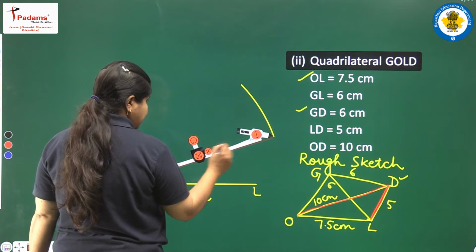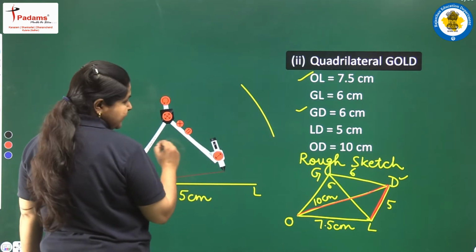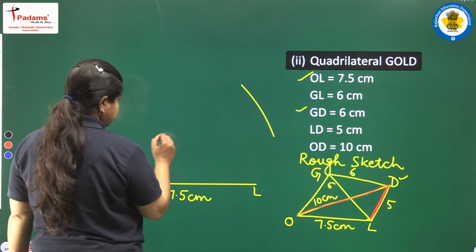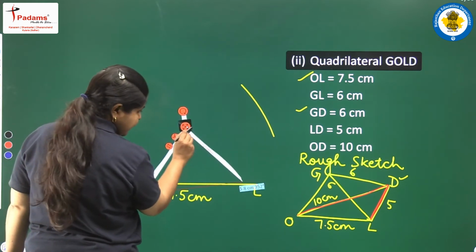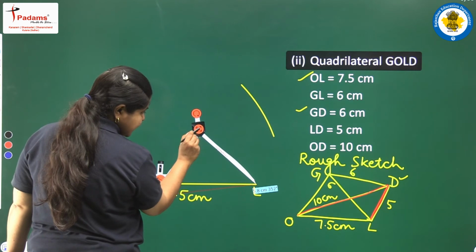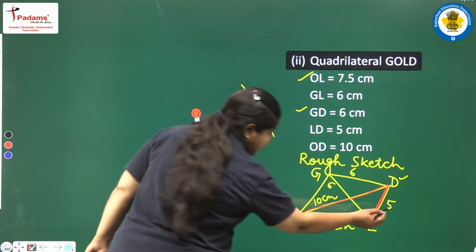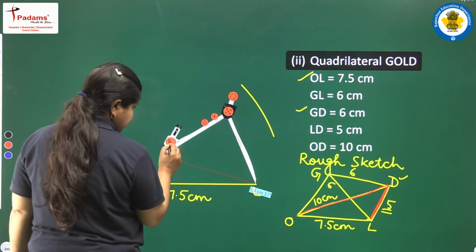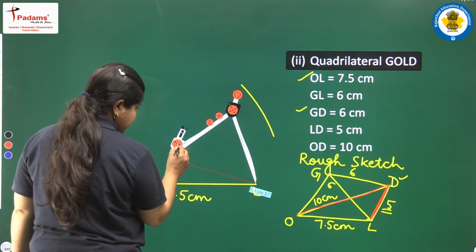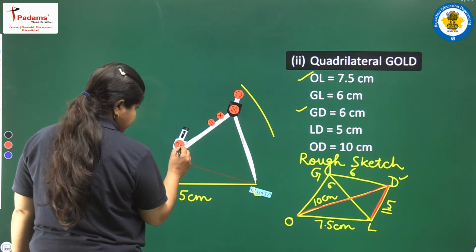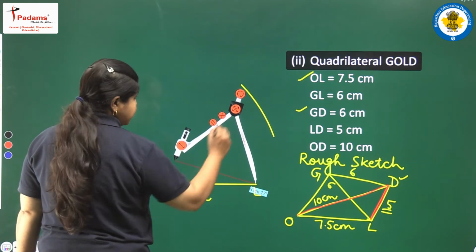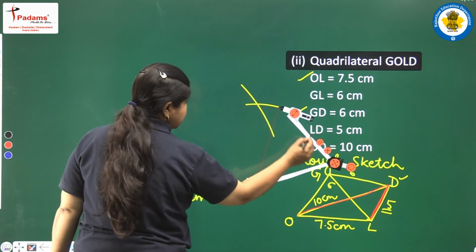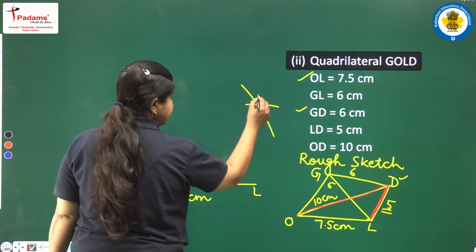Then what we will do? Take the center at L. We will take the center at L and now we will take its radius to be equal to 5 centimeter. Let us take it equal to 5. This is 5.8. We reduce it to 5. Yes, this one is 5. And now we will draw one arc here. In this way we get this point D.